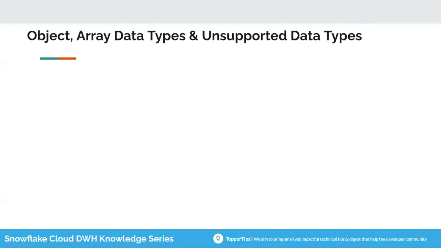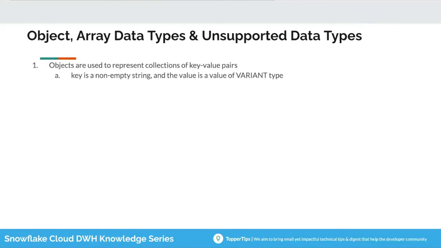Let's talk about object, array data types, and unsupported data types. Objects are used to represent collections of key-value pairs. The key is a non-empty string and the value is a value of variant type. Snowflake does not currently support explicitly typed objects. You cannot specify that this value is a string or this value is an int. So that is not supported. So keep it in mind.